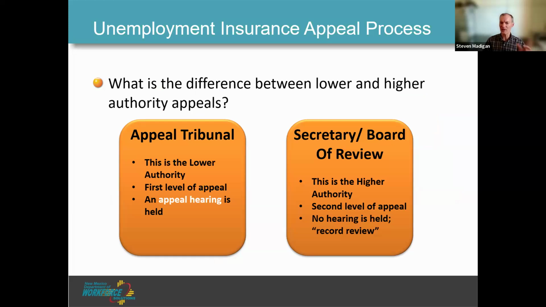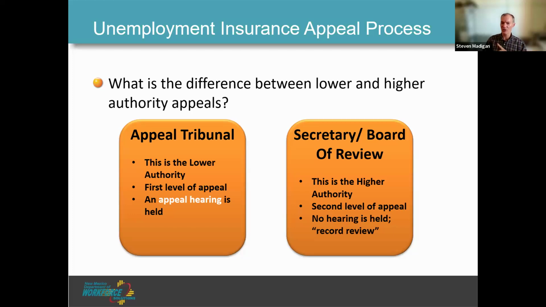So what's the difference between the two levels, lower authority and higher authority? Our appeal tribunal is a lower authority. That's the first level of appeal, and an actual appeal hearing is conducted, where both you and the claimant have the opportunity to participate, testify, etc. You're welcome to bring witnesses, submit documentation, etc.